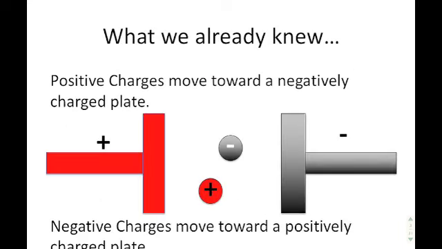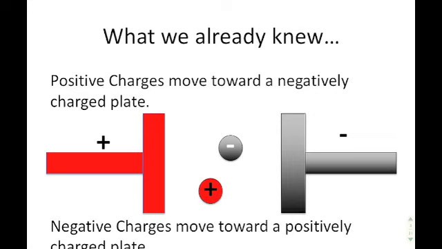Okay, the first thing is what we already know. What we already know is that we have this idea of electric charge, that positively charged particles will be attracted to a negatively charged plate because opposites attract, in other words, Coulomb's law. And that negatively charged particles will be attracted to a positively charged plate for the same reason, Coulomb's law. So this is something we already learned in the previous unit.